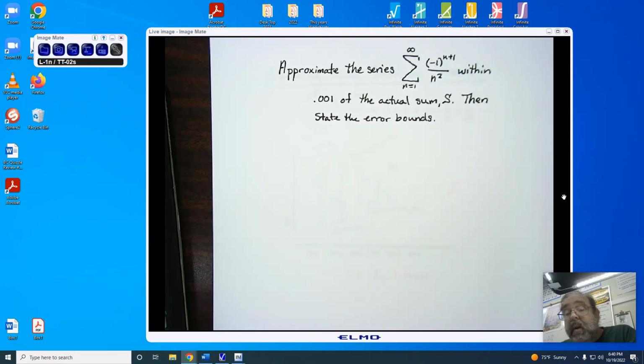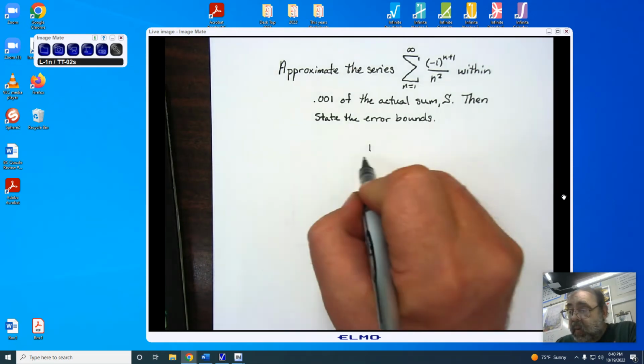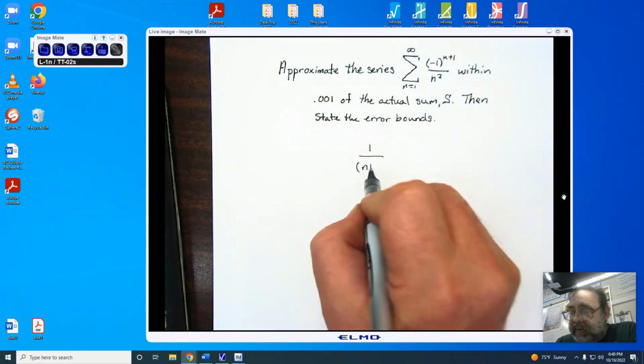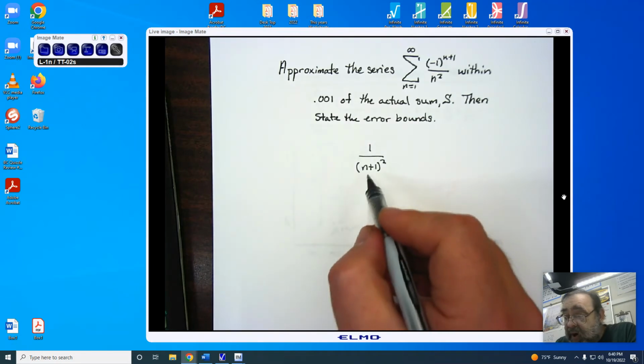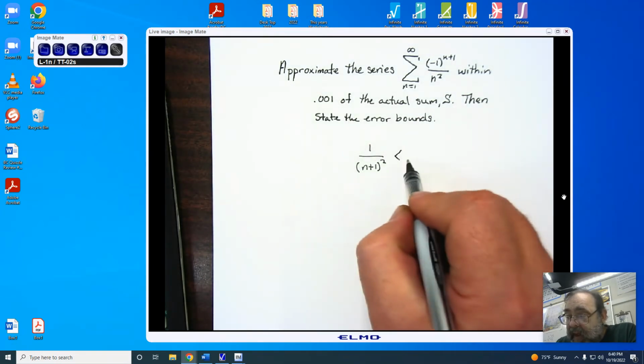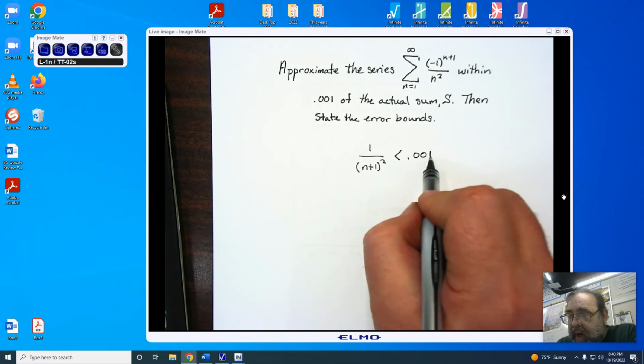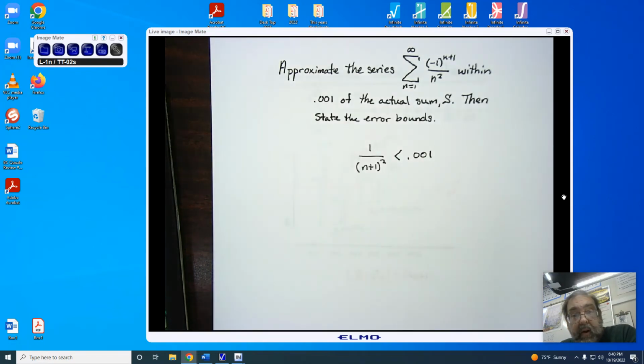Now, first of all, please remember we're only looking at A sub n and A sub n plus 1. We don't want the negative 1 to the n plus 1, so we're going to use the absolute value. And I'm going to take 1 over n plus 1, the quantity squared. That's the next term. And this next term has to be less than 0.001, the error that I'm looking for.